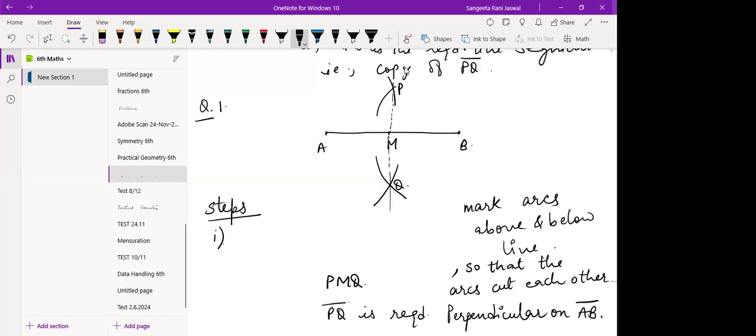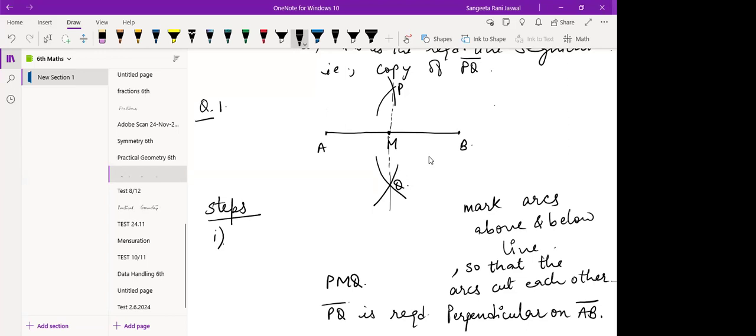Done? Yes, done, ma'am. Okay. Now, I hope you have understood the first question. How do you construct a perpendicular? You constructed a perpendicular when this point M was given to you. In the question, it was said to mark a point M on the line AB. Yes, it was given in the question. So you had this point on the line and so you constructed.